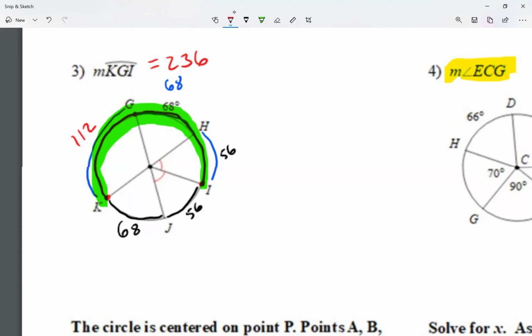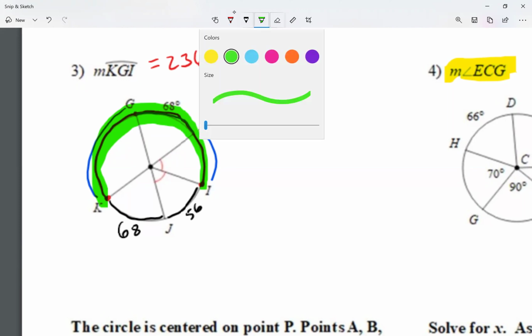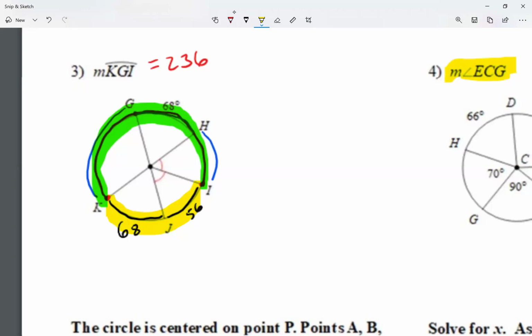Now let me show you one more thing. Let me erase this. The beauty of mathematics is that we can sometimes figure out our answer more than one way. Let me highlight this arc in yellow. How much is 68 plus 56? Looking at that yellow arc, it is 68 plus 56, that's 124. So this is 124.